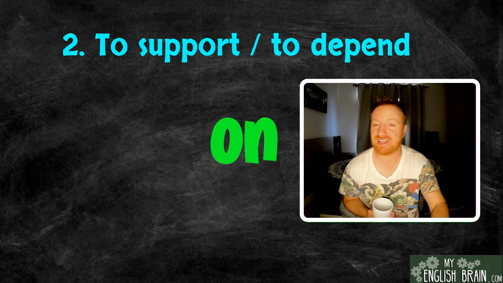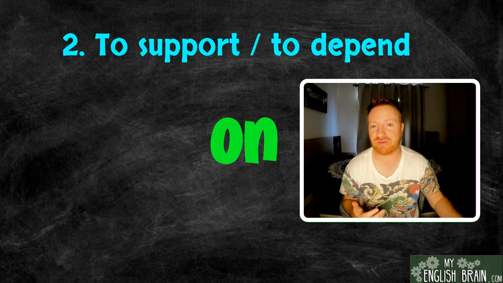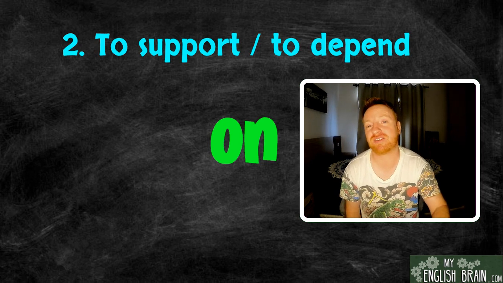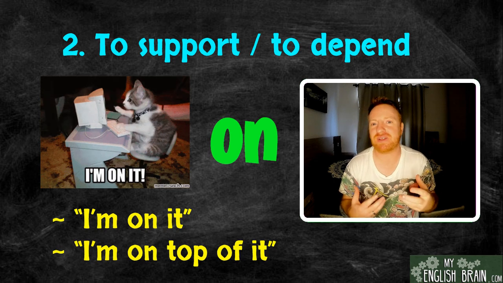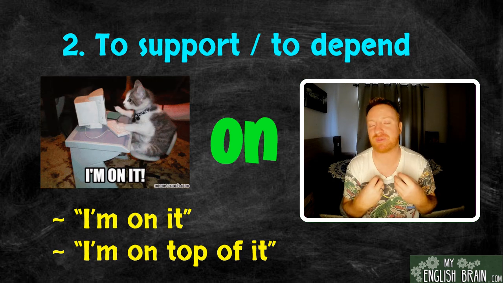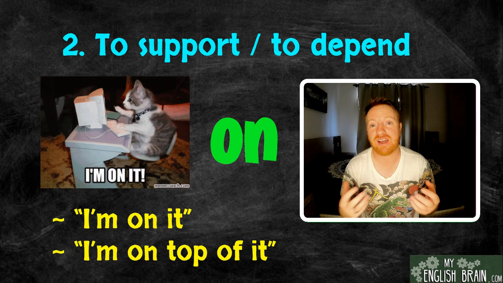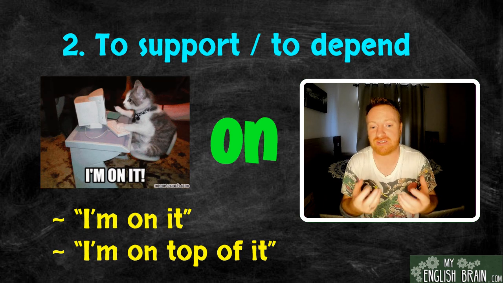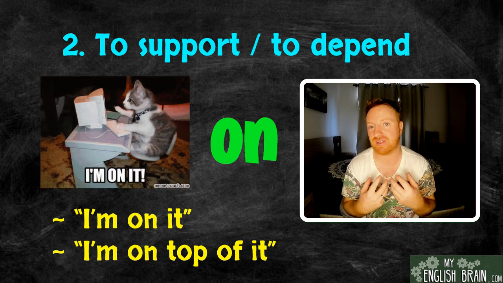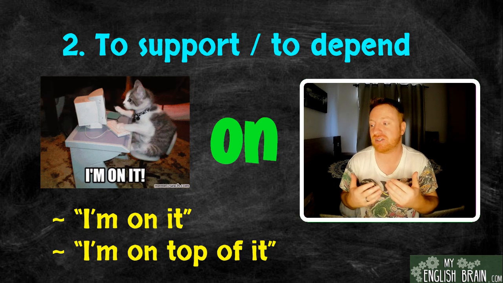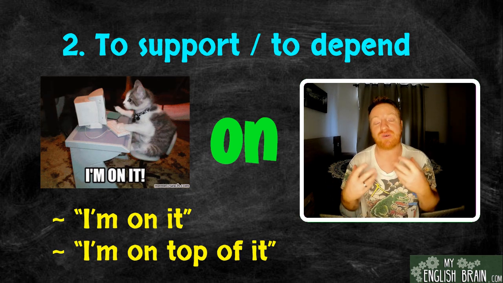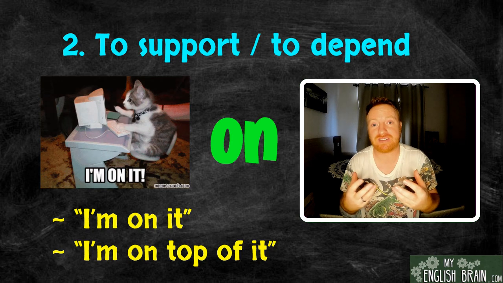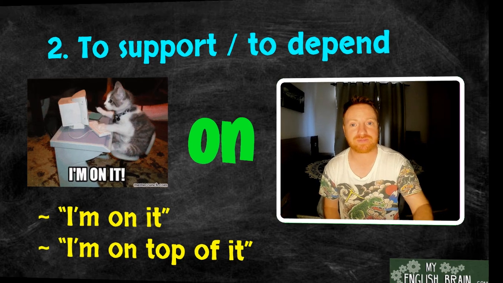We can see this idea in lots of idioms that we use. For example, you might hear someone say, I'm on it, or I'm on top of it. This means, hey, don't worry, I will take responsibility for this thing. I will support you in this, or you can depend on me for this. So if your boss says, you need to help with this project, you can say, I'm on top of it. Like, don't worry, I will do my best. You can depend on me.